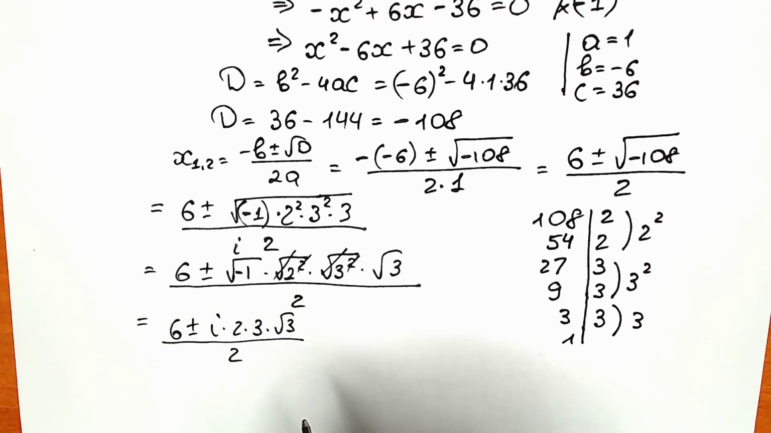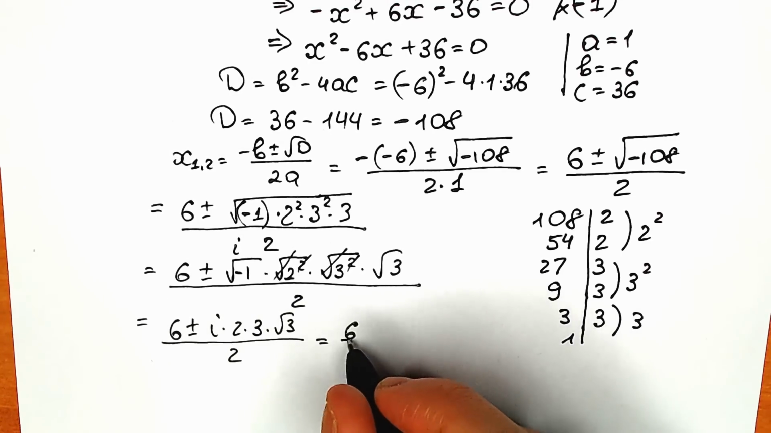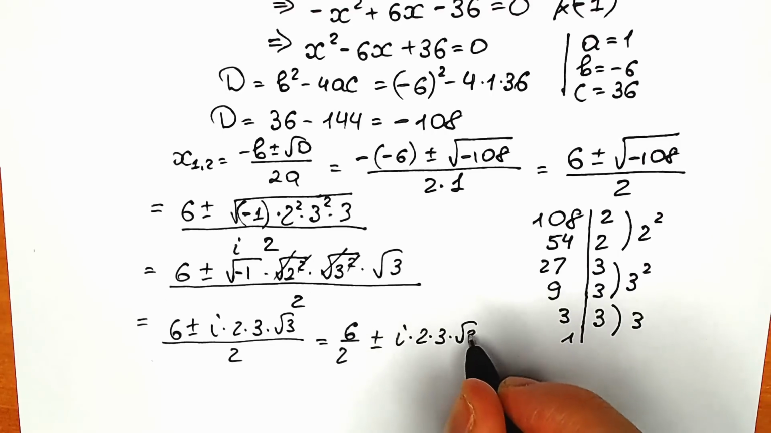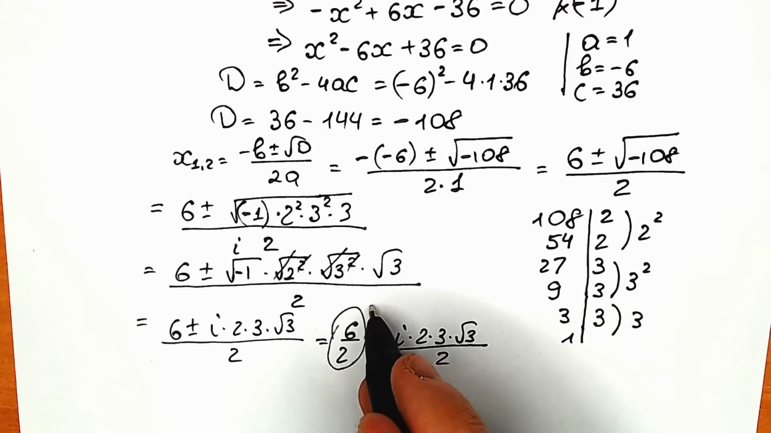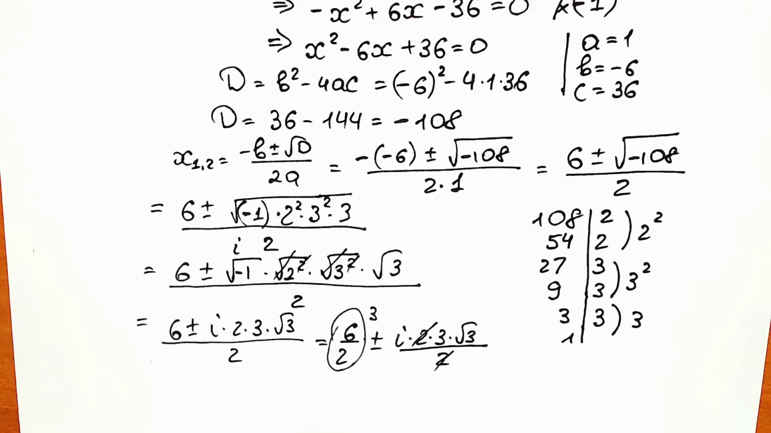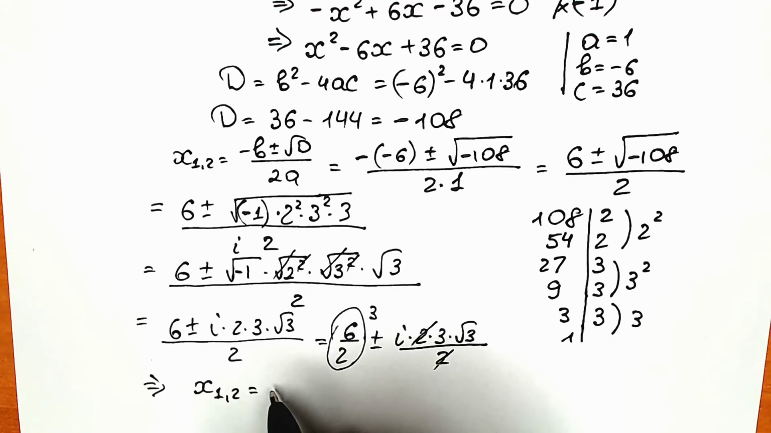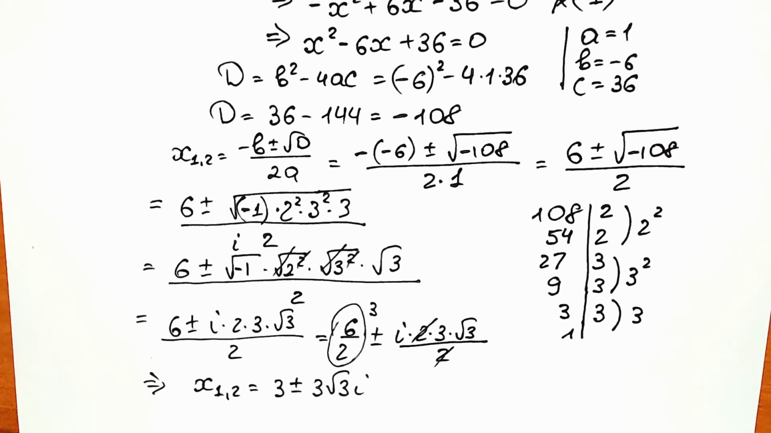And to be honest, we can easily cancel this numerator by 2, because it looks like we can divide our numerator by parts. Like we can divide this 6 by 2 plus minus I times 2 times 3 times square root of 3, and we're going to divide it by 2. As a result, we're going to cancel right here, we have 3, this is our 3, and right here we're going to cancel this by 2. So as a result, from here our x first and second is equal to 3 plus minus 3 square root of 3 times I. Alright, this is our x first and second.